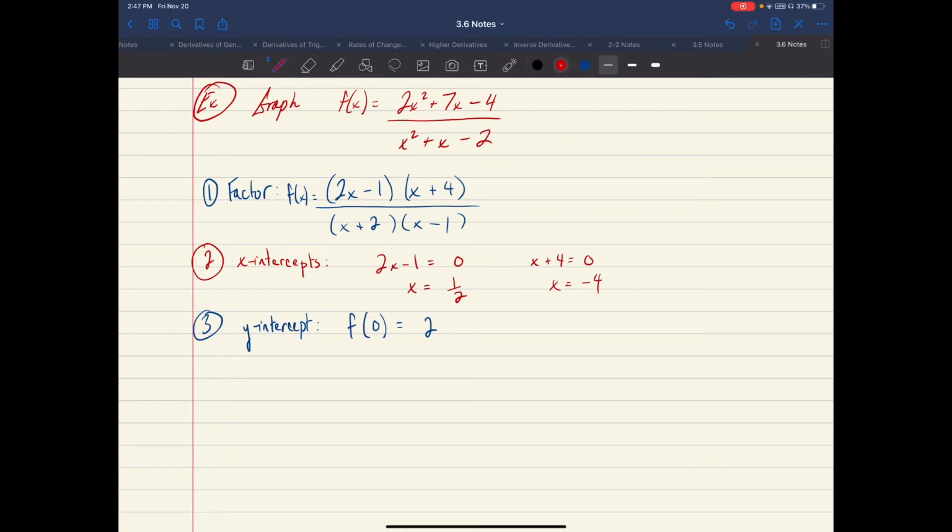The vertical asymptotes, these are taken from the denominator. So we'd have x plus 2 equals 0 and x minus 1 equals 0, and then we solve those. So x equals negative 2 and x equals 1. And finally, the horizontal asymptotes.